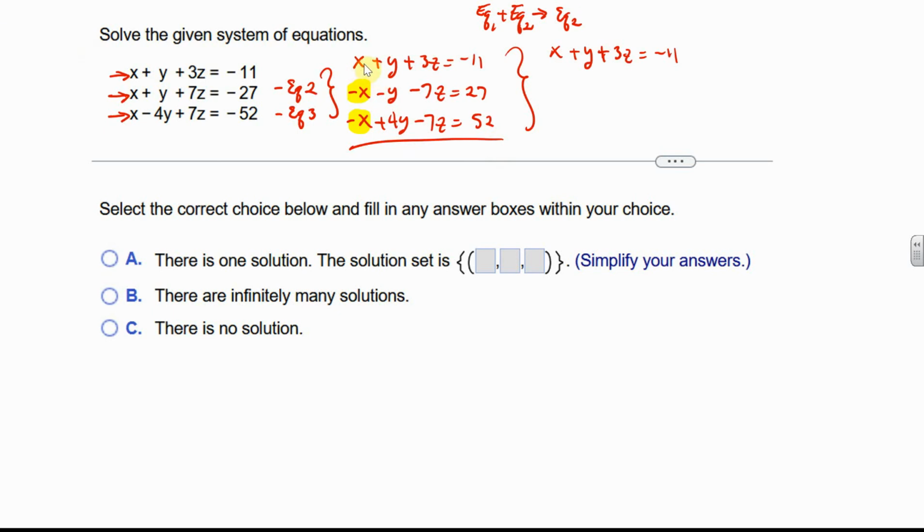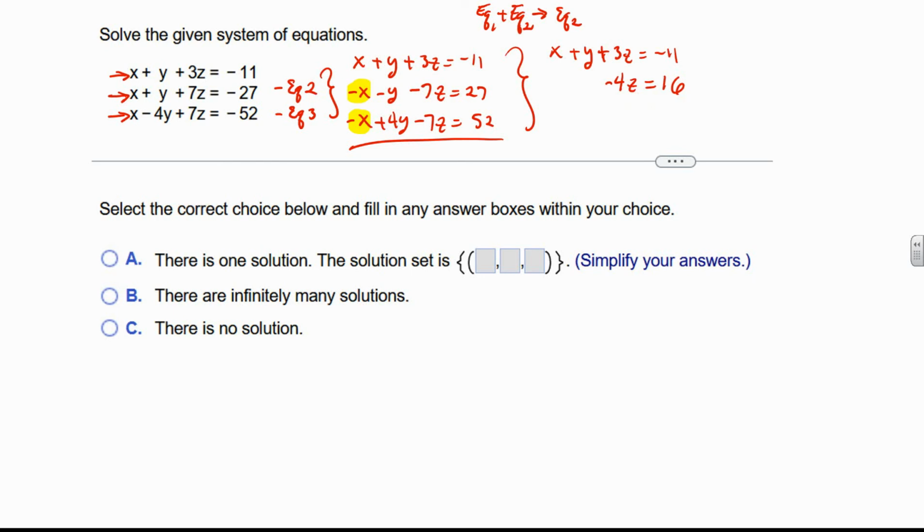So when I add x and negative x, that goes out. Here, y and negative y, well, that goes out. 3z minus 7z is negative 4z. That's equal to negative 11 plus 27, that's 16. Okay. They just kind of helped us, because y went out too. So maybe after this step we can solve, because think about it, right there I can solve z is equal to negative 4. See that?